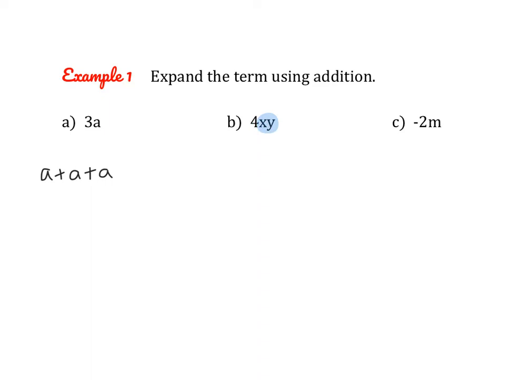So how would I say that? xy plus xy plus xy plus xy. I have 4 sets of xy's. And then negative 2m, we can just think of it as adding up negatives. So we can think of this as negative m plus negative m. So I have negative 2 m's.